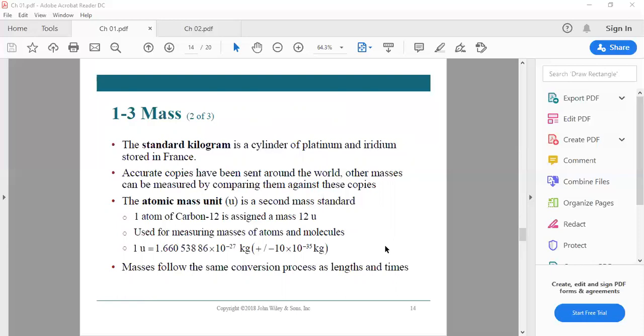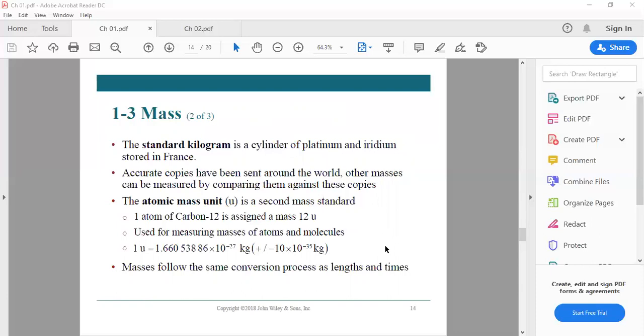An atomic mass unit is going to be one atom of carbon-12, and that is going to be assigned a mass of 12 units, 12 atomic mass units. It's going to be used for measuring masses of atoms and molecules, again, very, very small. And you can see the conversion factor there. One atomic mass unit is equal to 1.66 and change times 10 to the minus 27 kilograms.